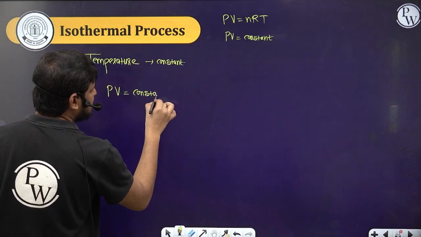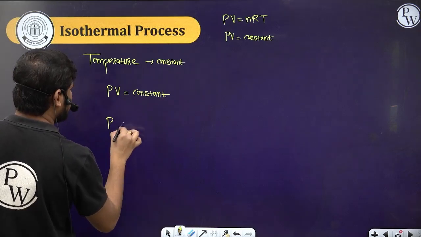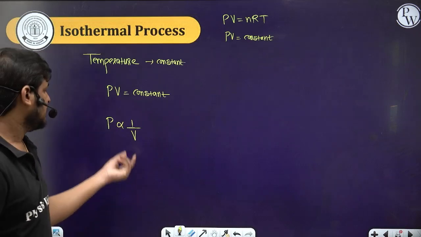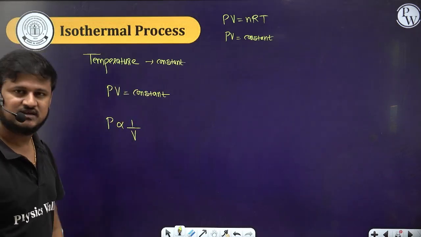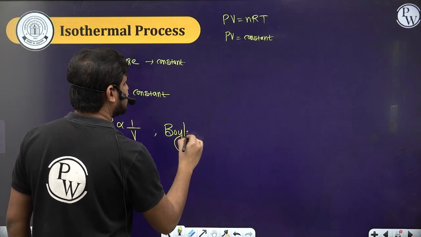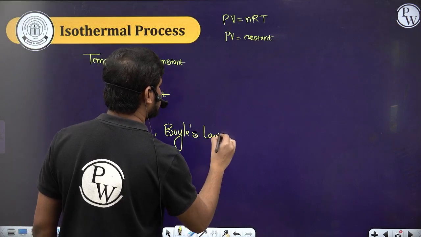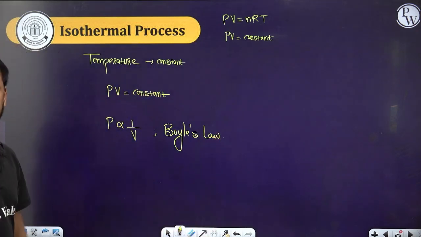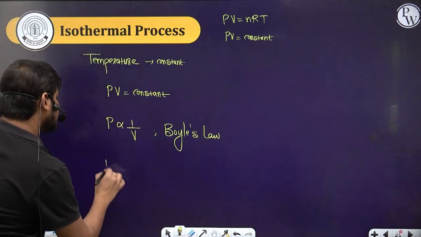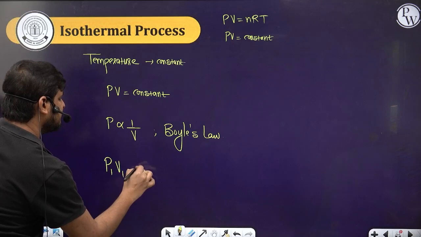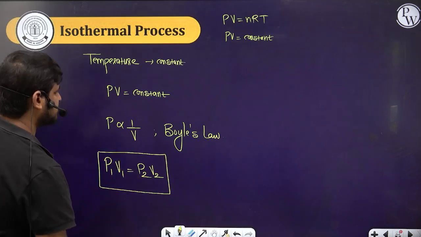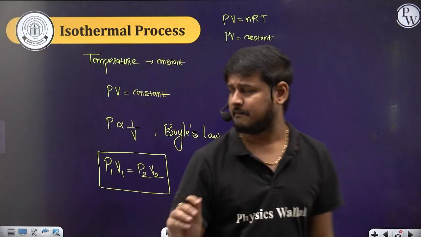Which is nothing but P is inversely proportional to V. If the pressure increases, volume decreases. If the volume decreases, pressure increases. Right? So this is Boyle's law. In the gas laws of chemistry, you might have studied this already. So here, what can we write? PV is constant, so P1 V1 is equal to P2 V2. So this is the basic information.